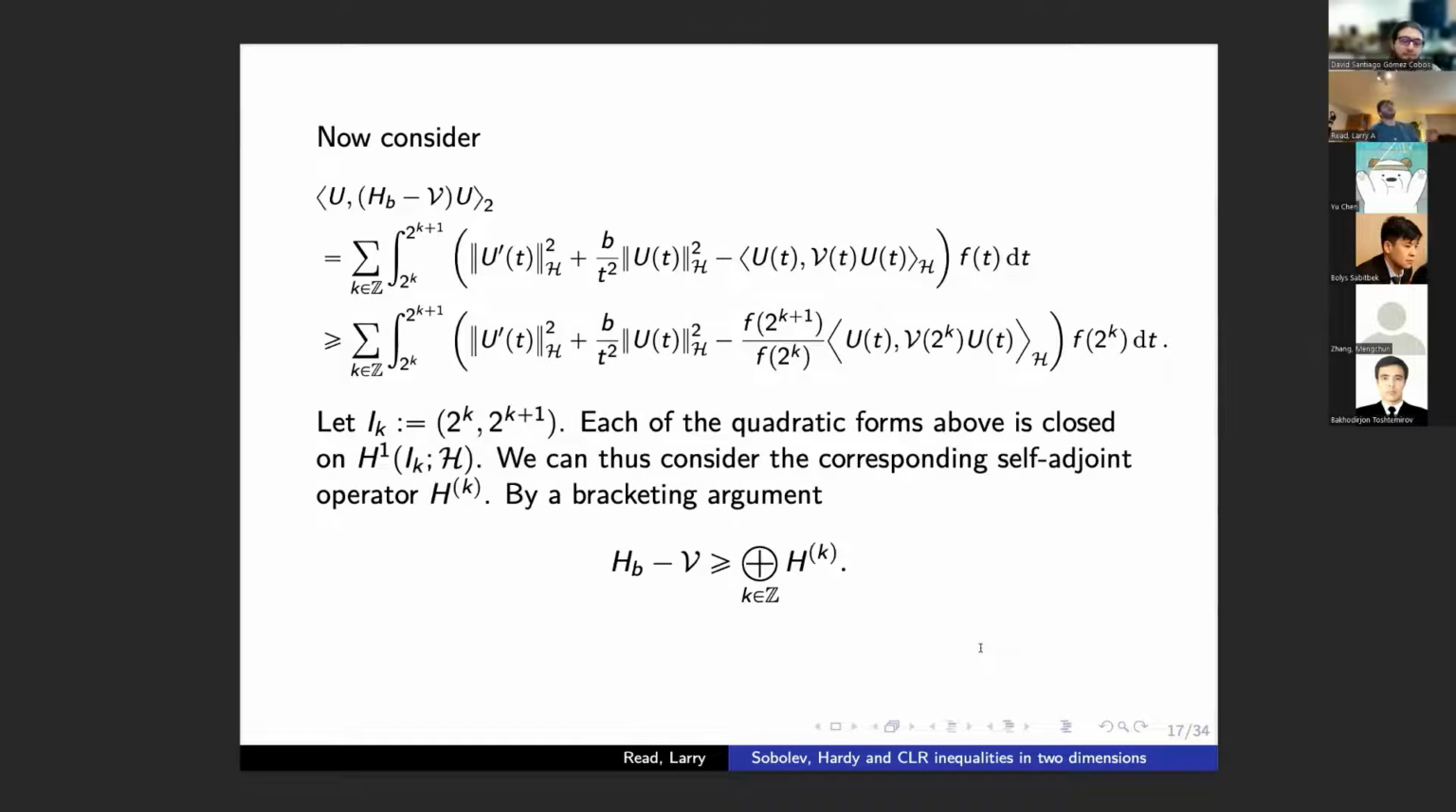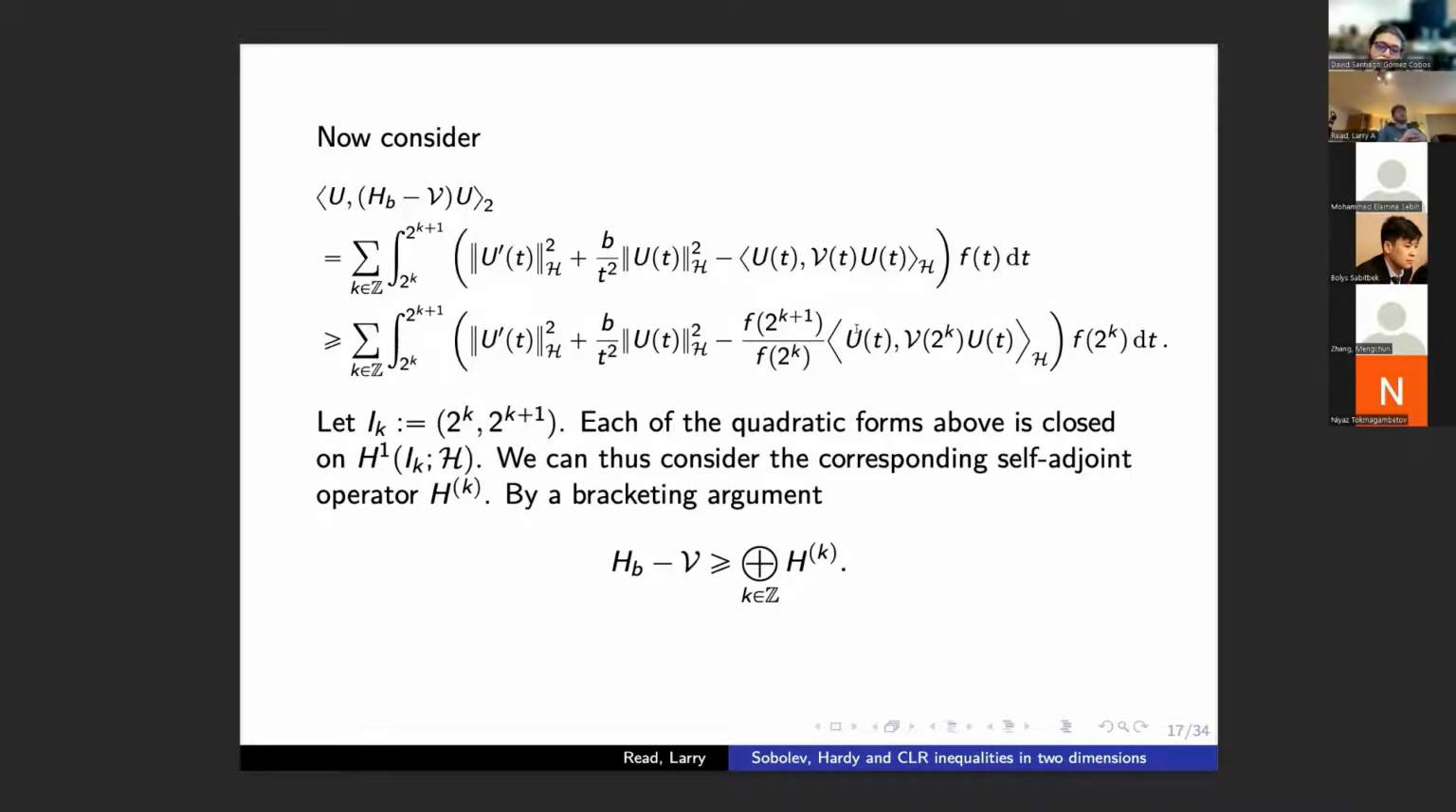Now, if you consider the associated quadratic form we just looked at above, you can split it into segments 2k plus 1 over all k ranging over all integers. And of course, what one can now do, using that V is non-increasing and F is non-decreasing, is make each quadratic form smaller by fixing V at 2k and changing F, dividing through by F in this way and making F at 2k on the right hand side.